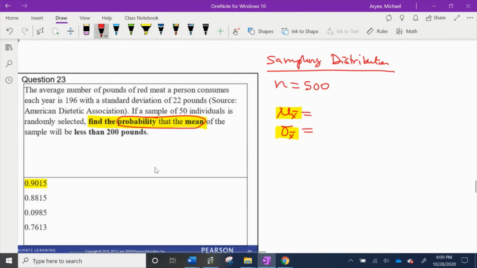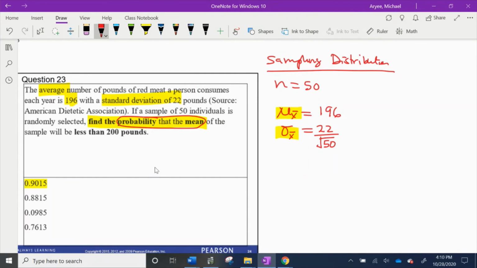Mu x bar is a mean. In this case, they said the average is 196. The standard deviation, they said, is 22, right? But because it is a sampling distribution, that'll be 22 divided by the square root of... wait, shouldn't that be 50, not 500? You are very right. I don't even know how I managed to make that mistake. Thank you so much. So that will be divided by the square root of 50.